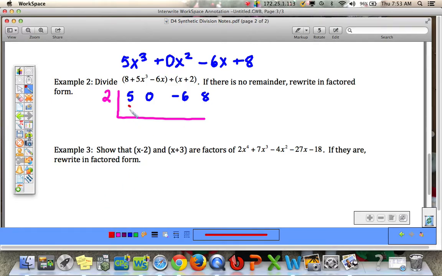First step, carry down the 5 and rewrite. Next step, multiply 2 times 5, which is 10. Rewrite here. Add them together, we get 10. Next step, multiply. 2 times 10 is 20. Add them together.